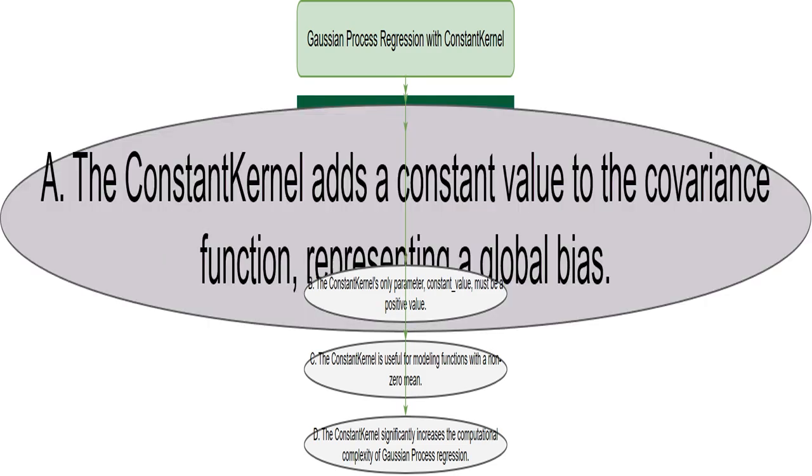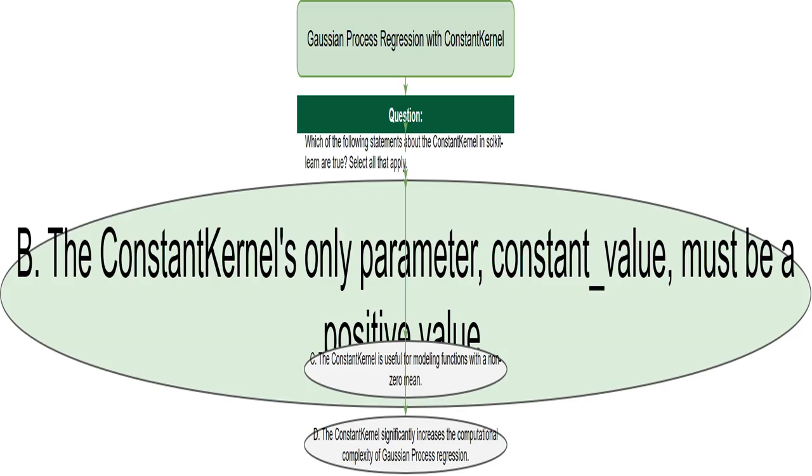This is incorrect. The constant value parameter can actually be any real number: positive, negative, or zero. It's not restricted to positive values only. This statement is also correct: when data shows a non-zero mean, including the constant kernel helps the model more accurately capture that average trend or offset in the data.